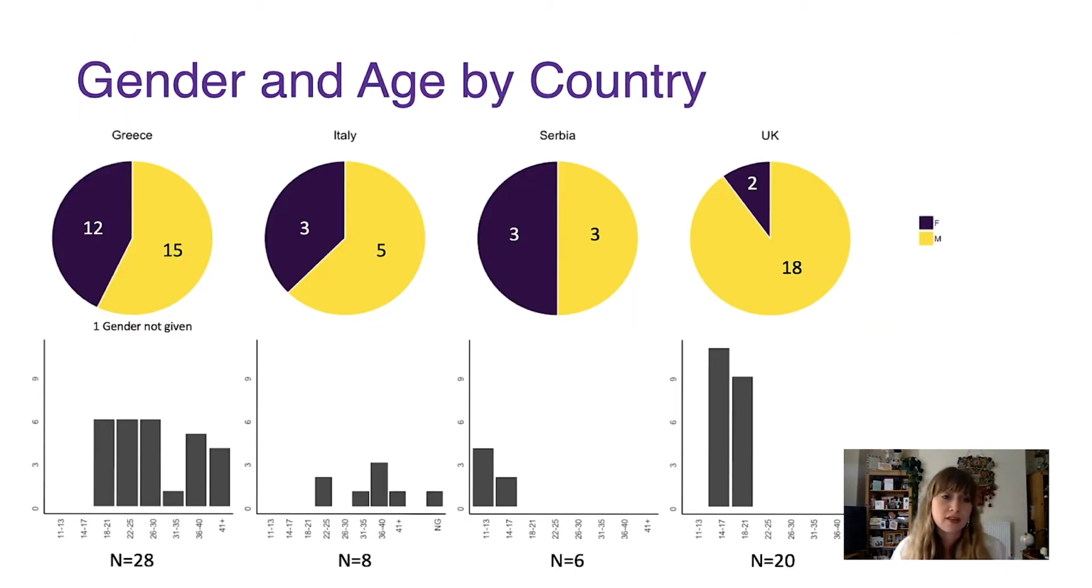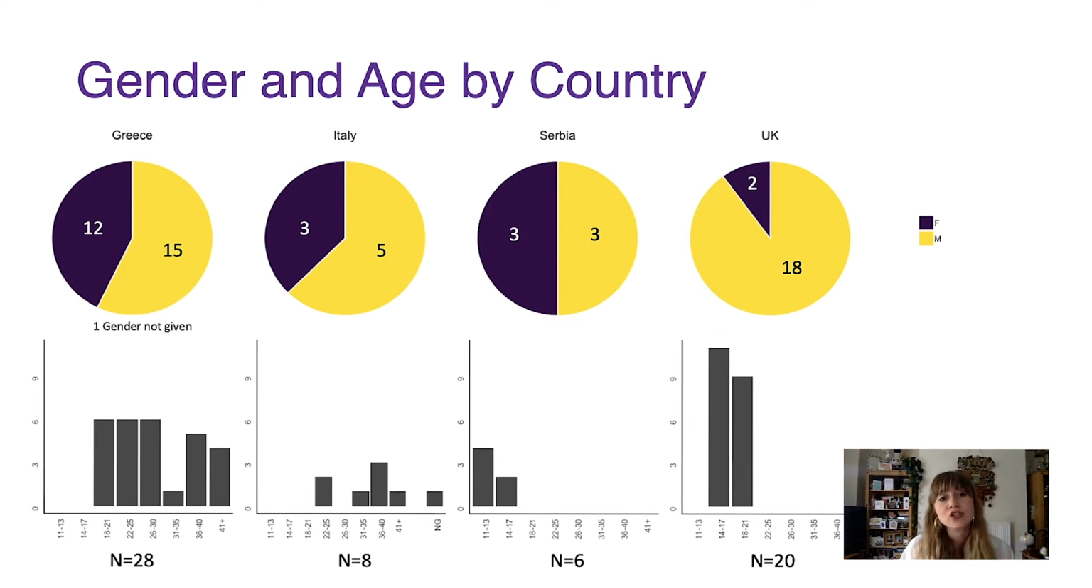Then we can look at the difference in gender and age by country. On the far left here, we've got Greece. We had 28 students in the Greek sample. 15 were male and 12 were female. One didn't give their gender. Their age was quite diverse. We can see the categories range from 18 to 21 to 41 plus. Quite evenly distributed between each of them, apart from 31 to 35 for some reason.